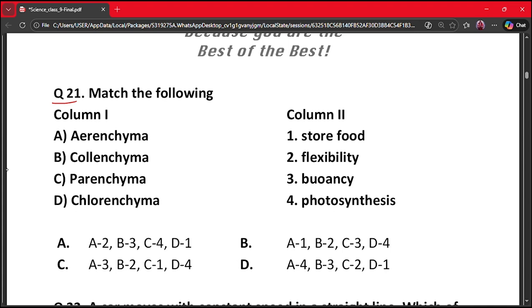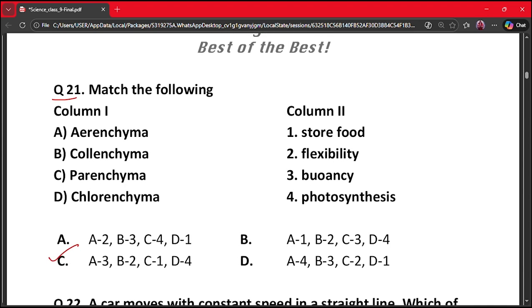Sclerenchyma, collenchyma, parenchyma and chlorenchyma. Store food, flexibility, buoyancy and photosynthesis. Here aerenchyma provides buoyancy, collenchyma provides flexibility, parenchyma stores food and chlorenchyma performs photosynthesis. So here the correct answer is option number C. Option C is the correct option.